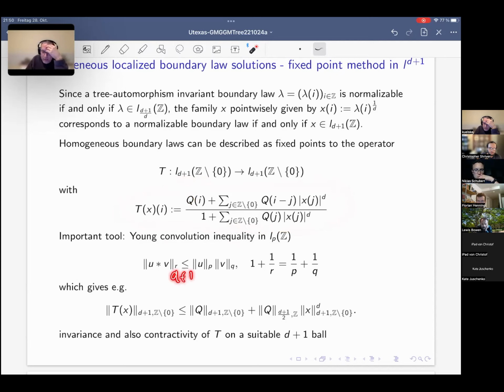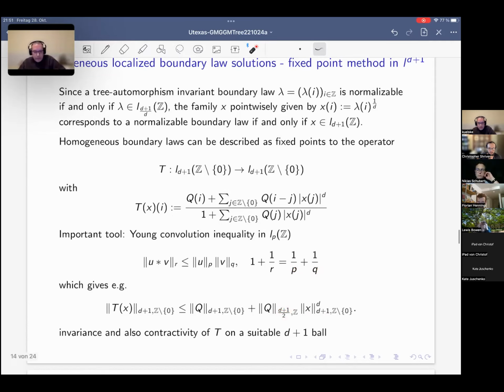So this we apply for d plus 1, and then v will be x to the power d. You have to choose Q in such a way that we get something which again is expressible in terms of the x d plus 1 norm. This in turn gives us a good choice of the p, and the p turns out to be this d plus 1/2.